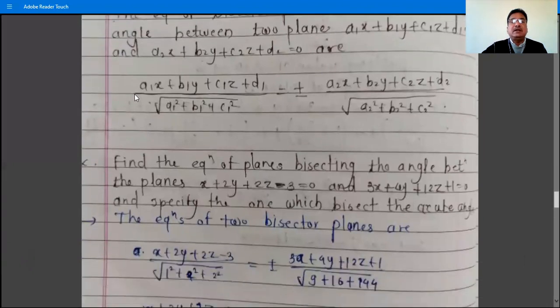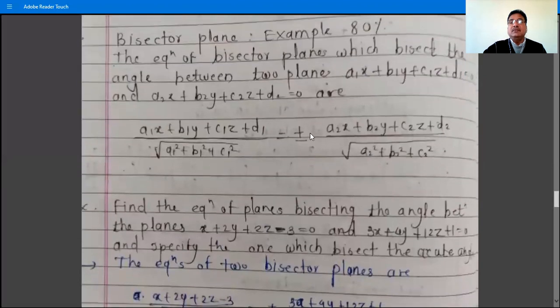What are they? (a1x plus b1y plus c1z plus d1) divided by root of a1 square plus b1 square plus c1 square, equals plus or minus (a2x plus b2y plus c2z plus d2) divided by root of a2 square plus b2 square plus c2 square. If we take the plus and minus sign, we get two planes, and these are the bisector planes that bisect the angle between two planes.